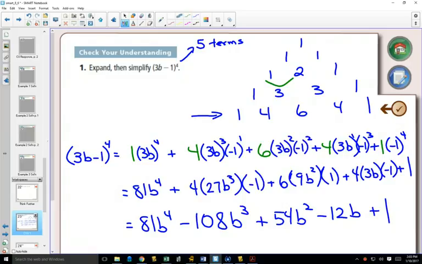So as far as practice goes, we're going to take some time to try some of these right now. 3 and 4.